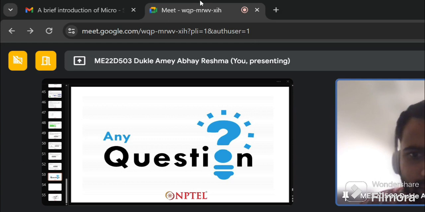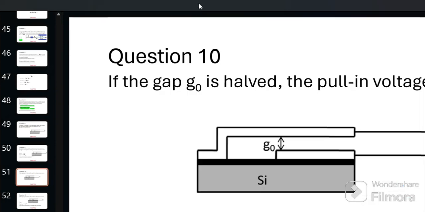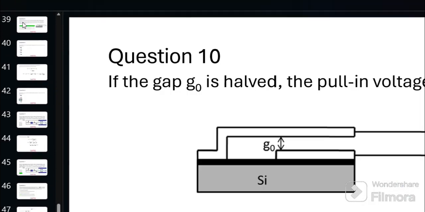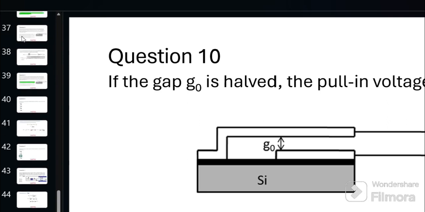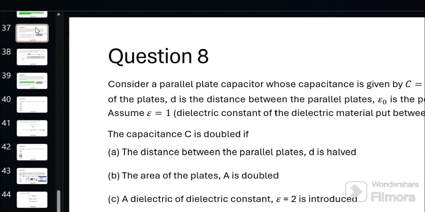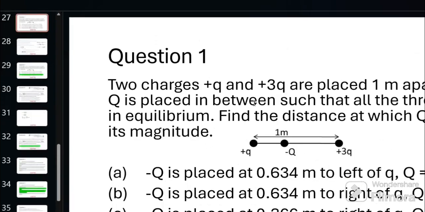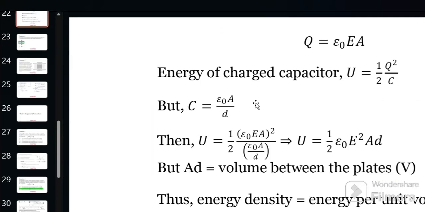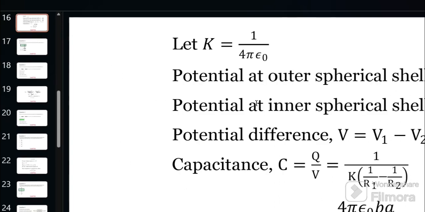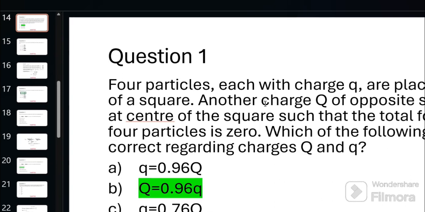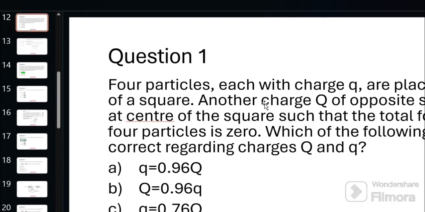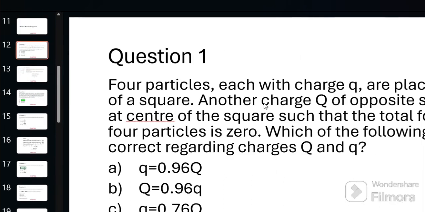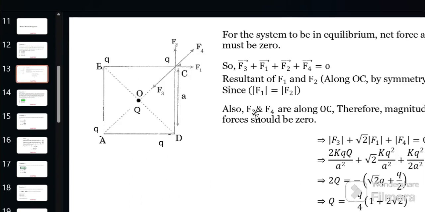So for those joining late, basically we discussed the practice assignment and the previous year week 2 assignment. So we discussed the following. Here, the practice assignment question, question 1.